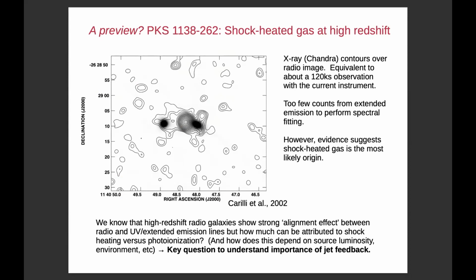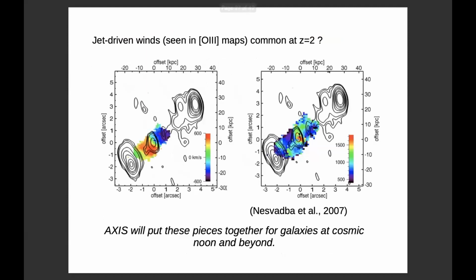But there are a number of indirect lines of evidence suggesting that these X-rays are shock-heated gas. So it's pretty key to understand this. We've got just a handful of well-studied examples so far with Chandra. But I think it's something that AXIS will be able to do as bread and butter. And of course, it'll be important when we're trying to disentangle studies of jet feedback from jet physics, because you want to know where your X-rays are coming from, and that's going to require enough photons to actually do the spectral fitting. So that's going to be important.